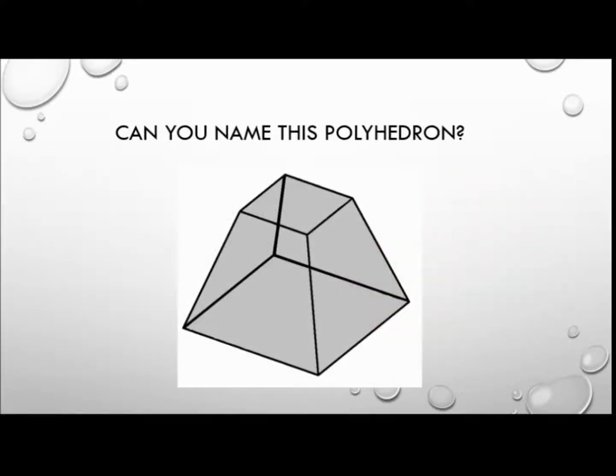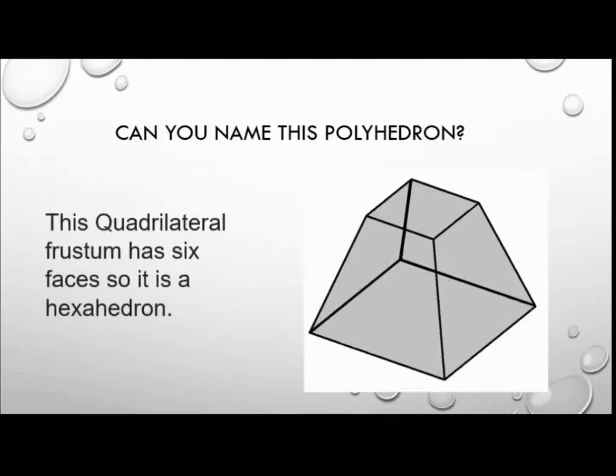And how about this polyhedron? Take your time, pause the video, count the number of faces, remember the Greek word for that number. This quadrilateral frustum has 6 faces, so it's a hexahedron.